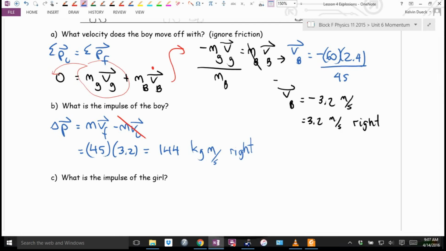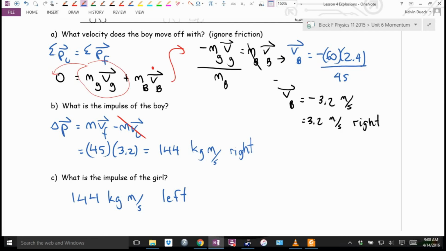I can do part C with no work, not writing anything down but the answer. What's the impulse of the girl? 144 kilogram meters per second. Which way? Left. That is the law of conservation of momentum. Whatever one person gains, the other person has to lose.